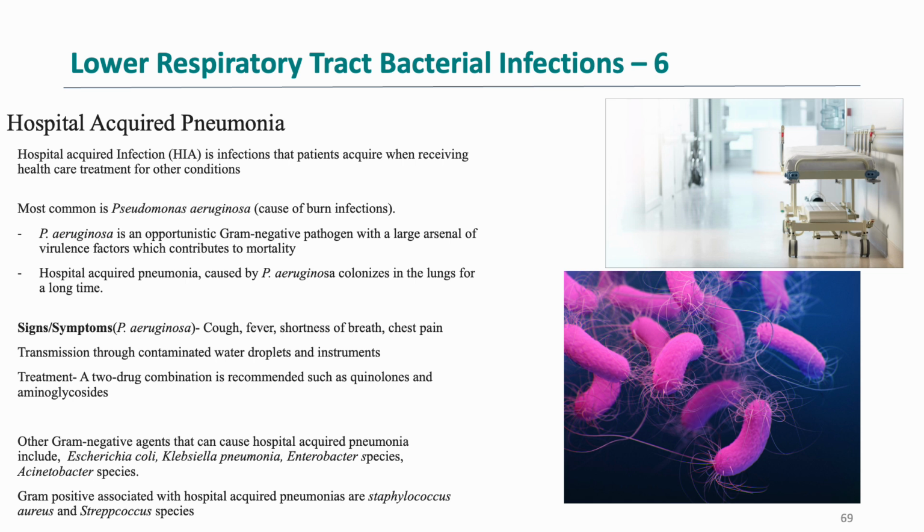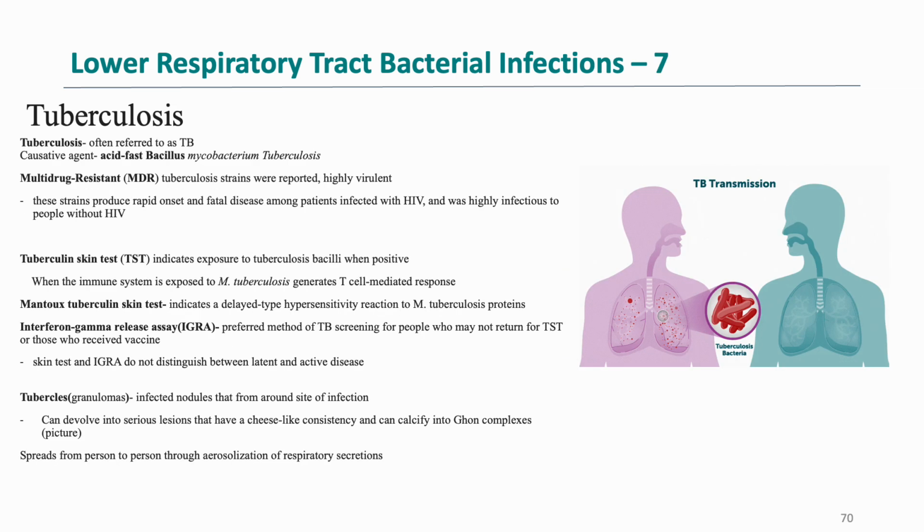There are other gram-negative agents that cause hospital-acquired pneumonia, and a few of them are listed. But there are also a few gram-positive agents that are associated with hospital-acquired pneumonia, and those are Staphylococcus aureus and Streptococcus species. There are a few of the gram-positive ones.